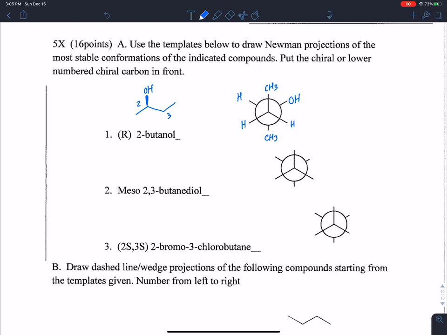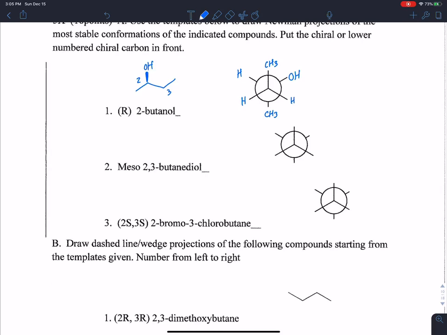Next question. Did I get this? Yeah. Next question. Meso 2,3-butanediol. Okay. So that would just be like this, wedged OH and dashed OH. I think this makes a meso. So here you have an R, this is an S. So that's a meso compound. Well, here I would get OH on left. There would be an H on the back. This would be the OH, H, CH3, and CH3. That's the best conformer. Again, we're keeping all the big stuff away from each other, which is perfect.